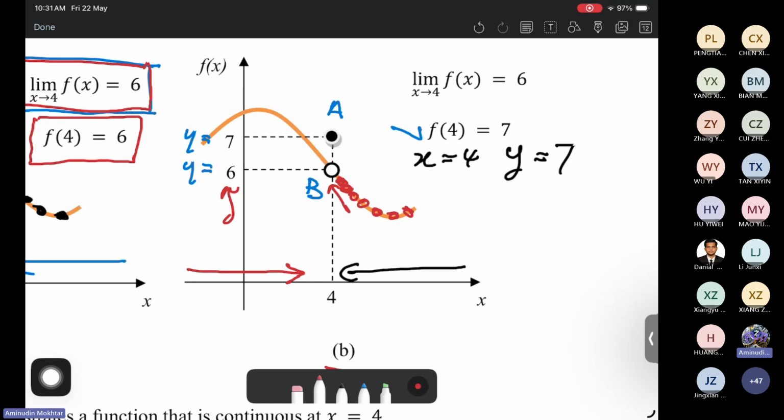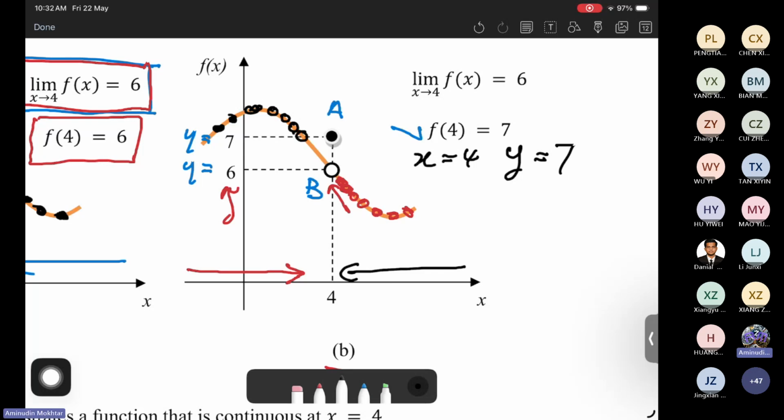In other words, when the value of x approaches 4 from the left, maybe 3.9, 3.9999, 3.99999, it doesn't matter as long as the number is close to 4, what happens to y? We need to find a point along this line.